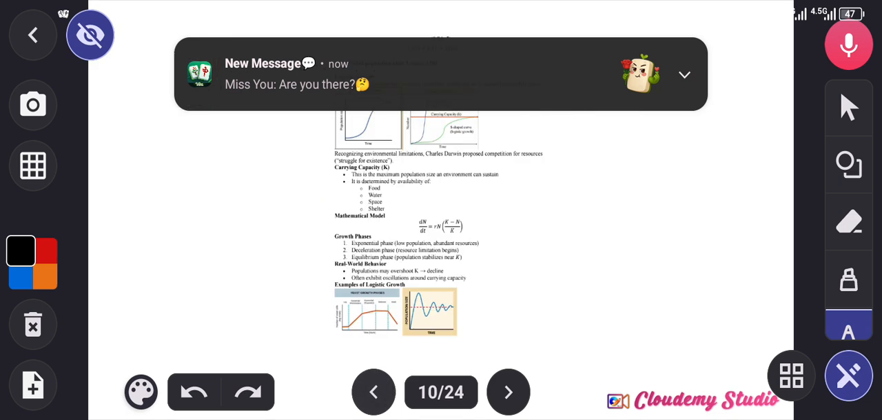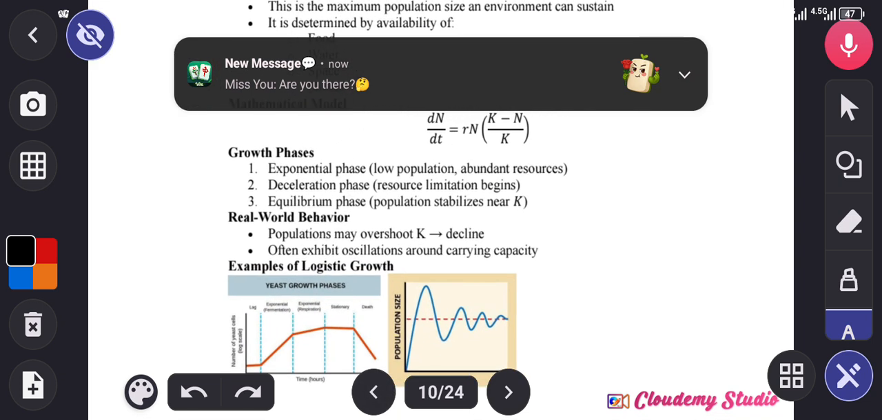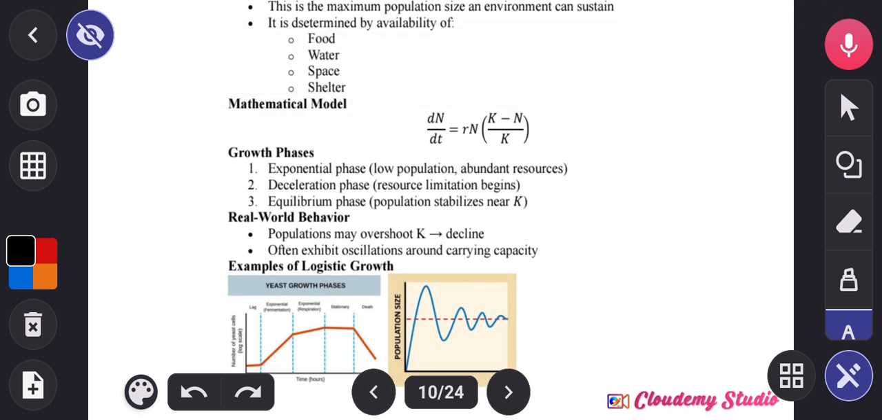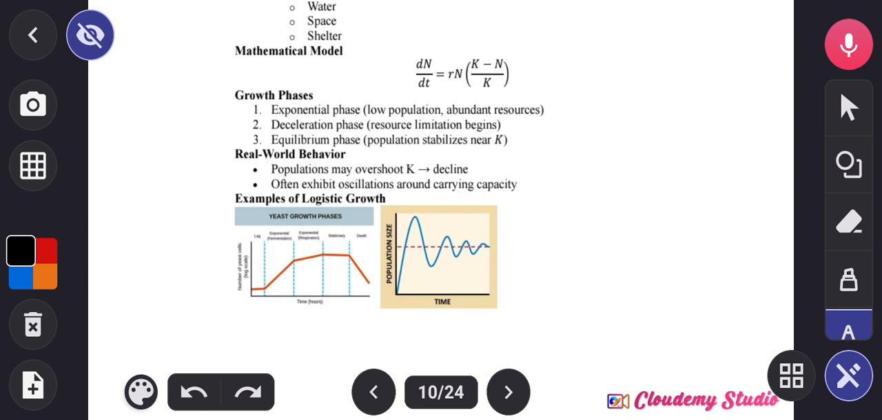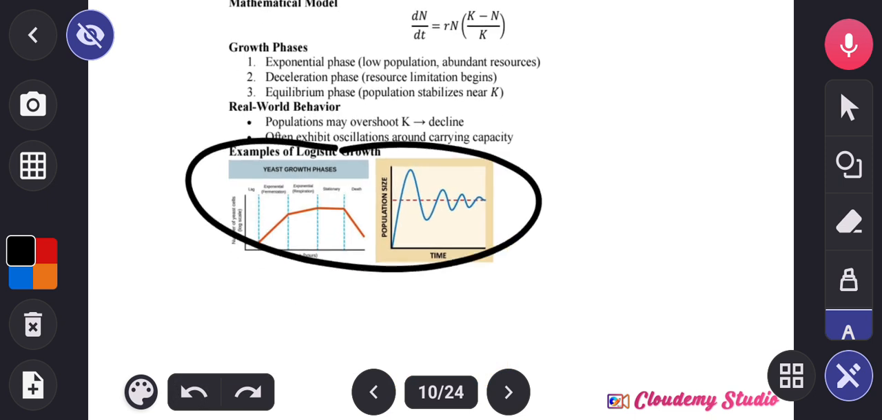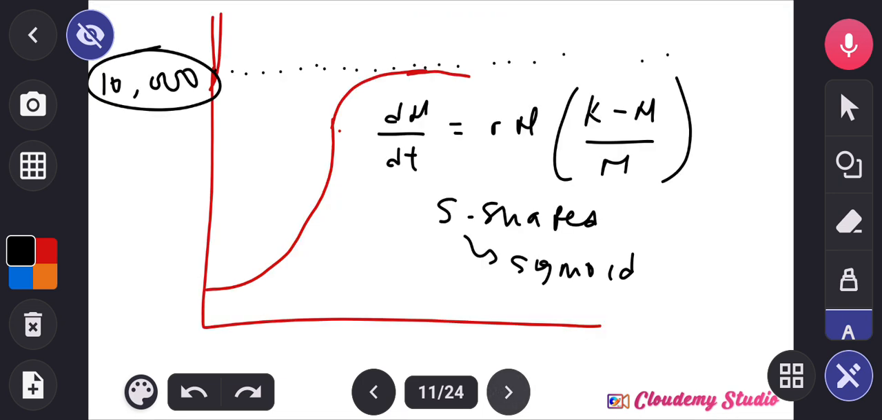So now, in this, we have the exponential phase, that's the low population, abundant resource. We have the deceleration phase and we have the equilibrium phase. You understand? In the logistic model, we have the exponential phase, the deceleration phase, and the equilibrium phase. I'm still going to talk about what they mean by all of this logistic growth. I just want to check the next thing.